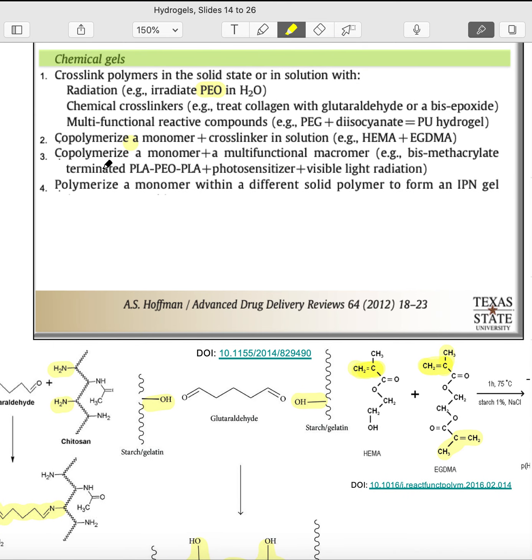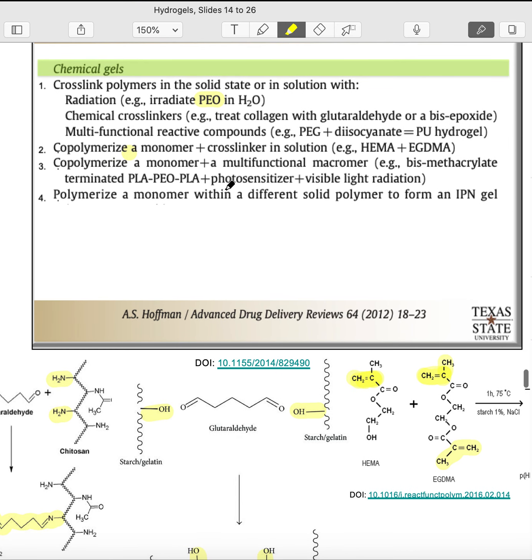Number 3 here is to copolymerize a monomer and a multifunctional macromer. For example, bismethacrylate terminated PLA, PEO, PLA with a photosensitizer and light irradiation. Or number 4, polymerize a monomer within a different solid polymer to form our interpenetrating gel. And again, we'll talk about interpenetrating gels toward the end of this whole section.